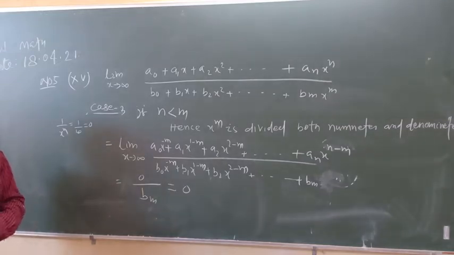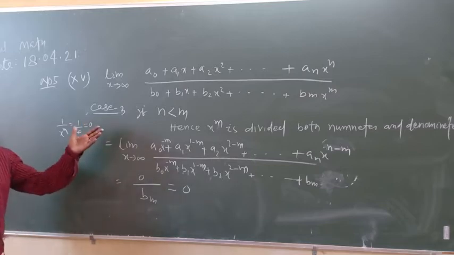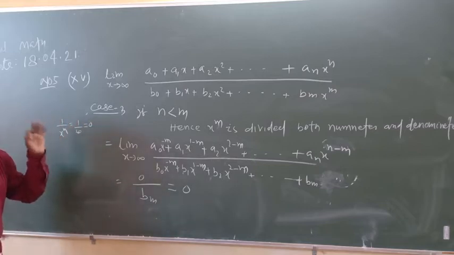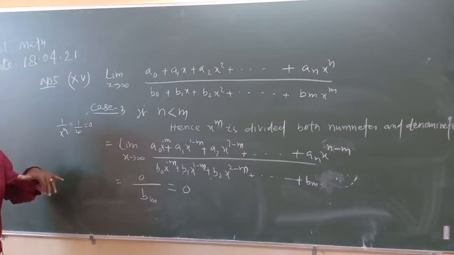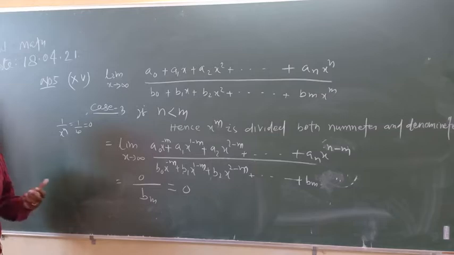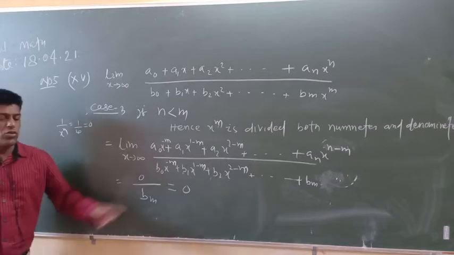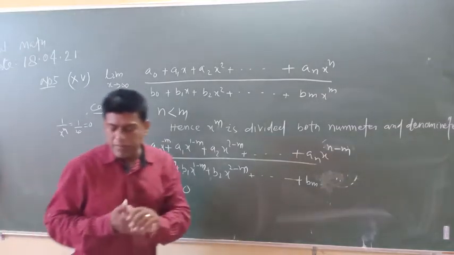There are 3 answers. For case 1, that is an by bn. For case 2, that is infinite. For case 3, I already told what case 3 is. Case 1 is n equal to m. Case 2 is n greater than m, and case 3 is n less than m. For case 2, when n is greater than m, the result is infinite. For case 3, where n is less than m, the answer is 0. That's all about this number.